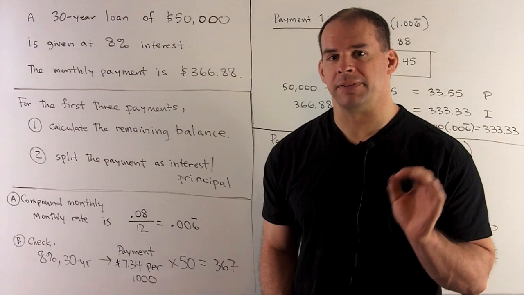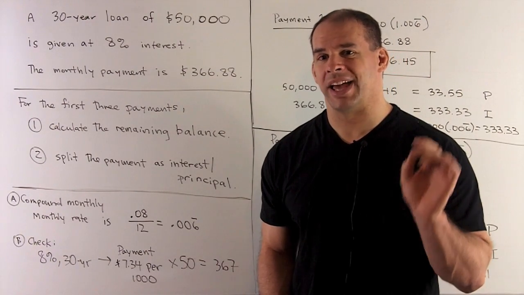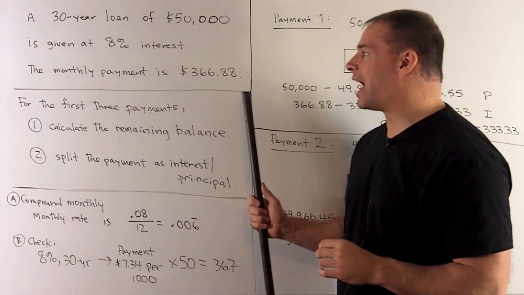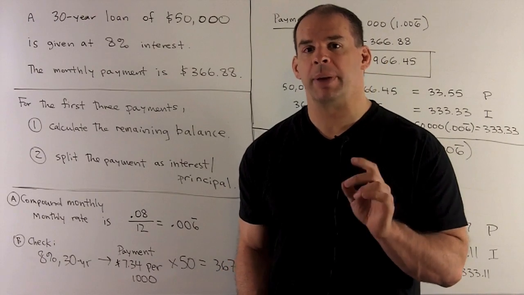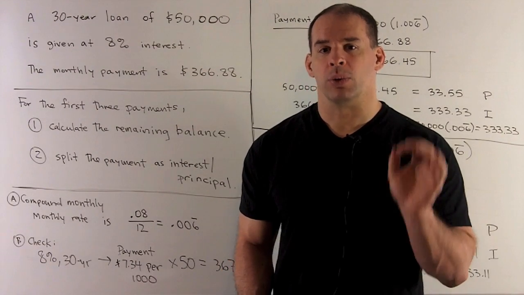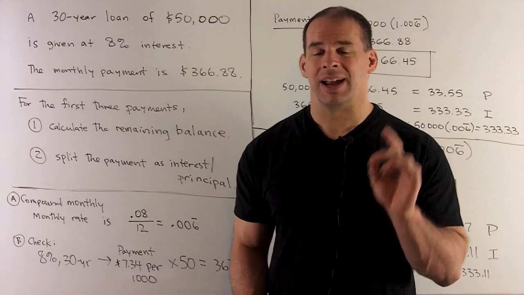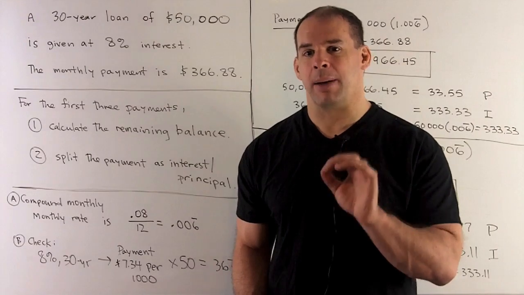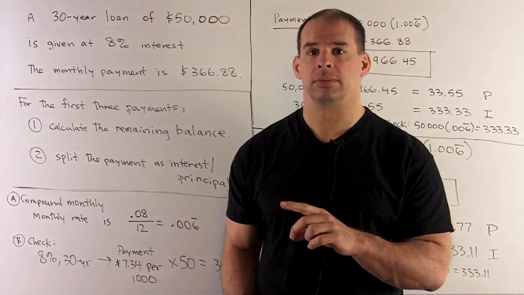We have a loan of $50,000. The term is going to be 30 years at 8%. The monthly payment is going to be $366.88. For the first three payments, we want to know two things. First, what's the balance on the principal of the loan after each payment? And then split each payment into the amount paid towards principal and the amount paid towards interest.